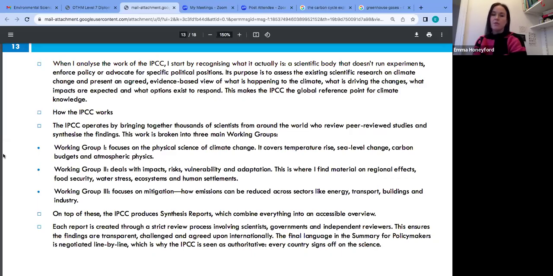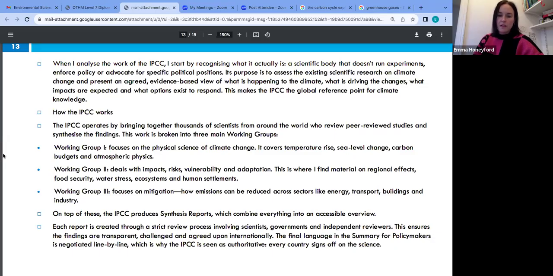The third working group of the IPCC focuses on mitigation. Mitigation is seen as a strong form of sustainability, as it is looking at how we can actually reduce the emissions rather than deal with the aftermath of the emissions. So this is a really good way to limit greenhouse gases and climate change. It looks at how emissions can be reduced across sectors like energy, transport, buildings and industry.